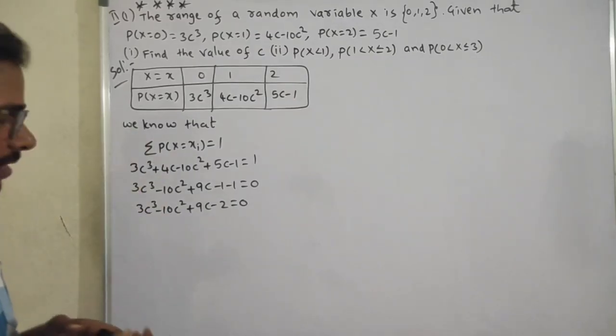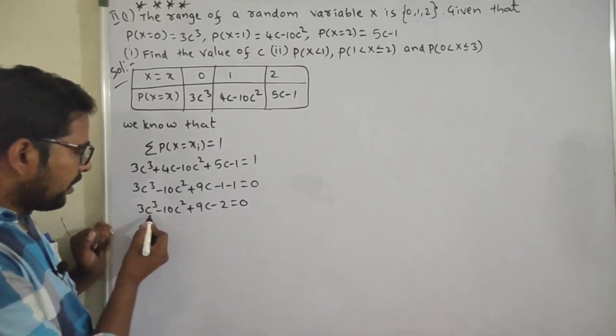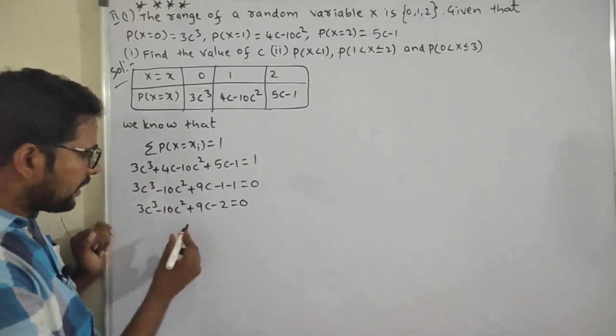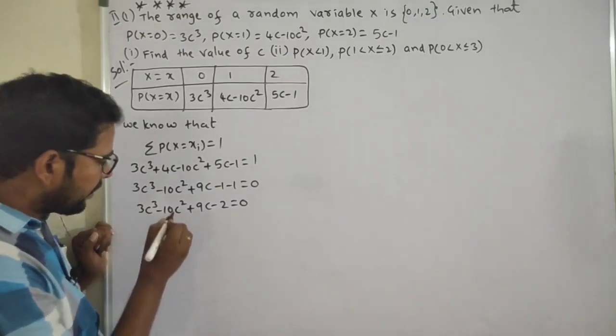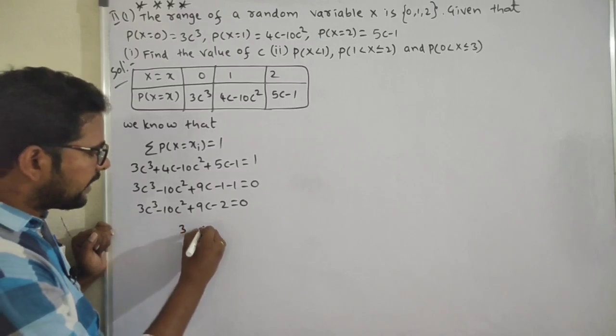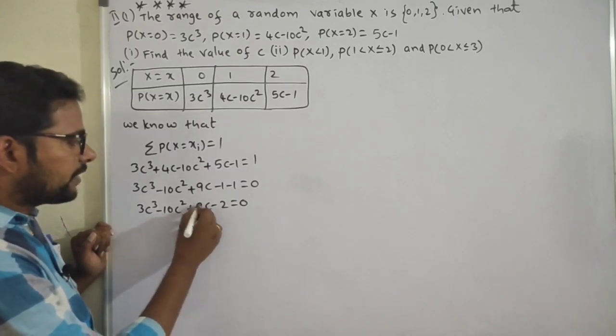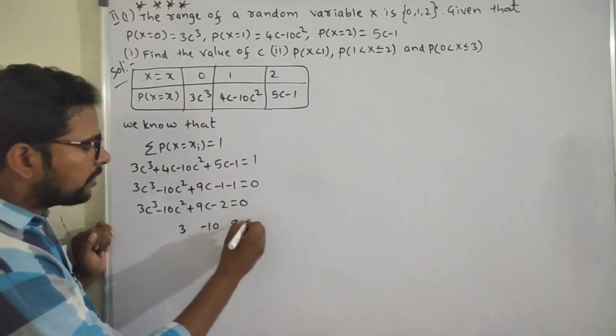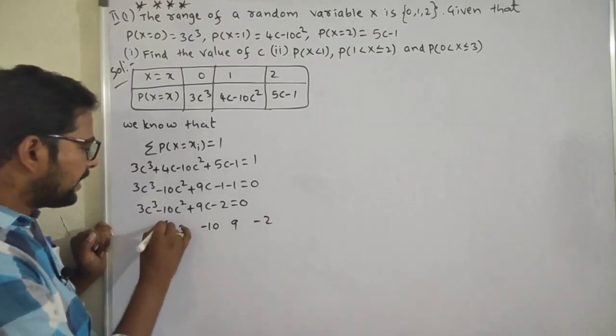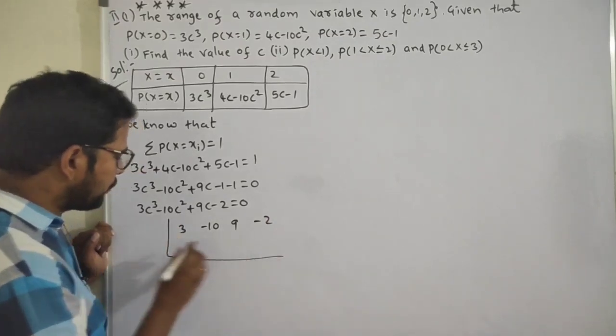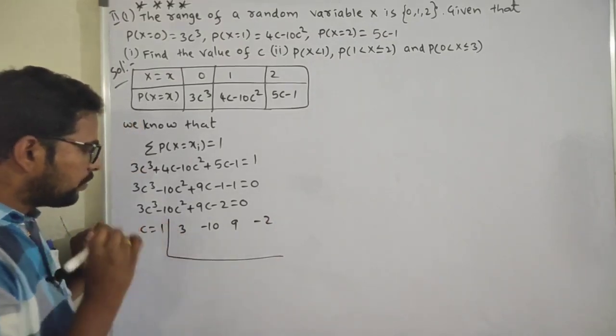Horner's method, the division. How do we do it? See, what is the c power 3 coefficient? 3, take 3 here. What is the c square coefficient? Minus 10. c coefficient 9. Constant minus 2. Take c is equal to 1.